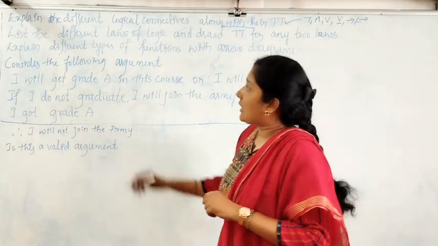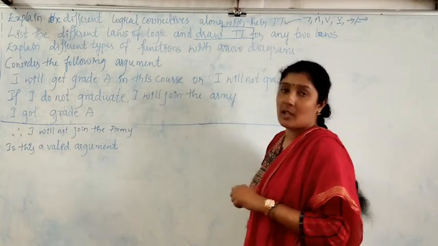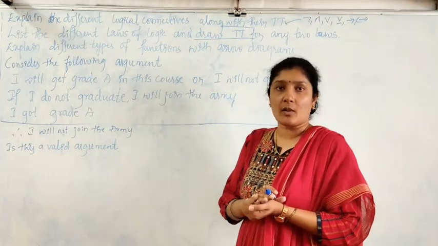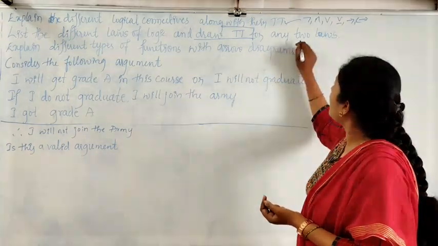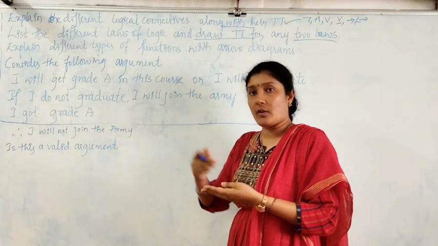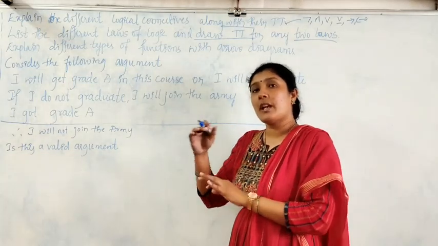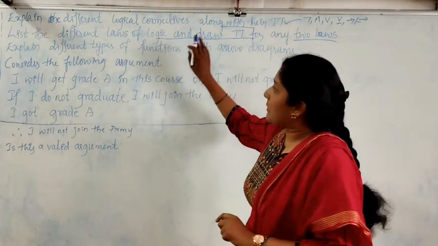Okay, next, list the different laws of logic and draw the truth table. Laws of logic are nothing but idempotent law, okay, commutative law, associative, distributive, all these come under here, and explain any two laws. But if you know the laws of logic, you will be able to explain all those. Next, so this has already been covered.